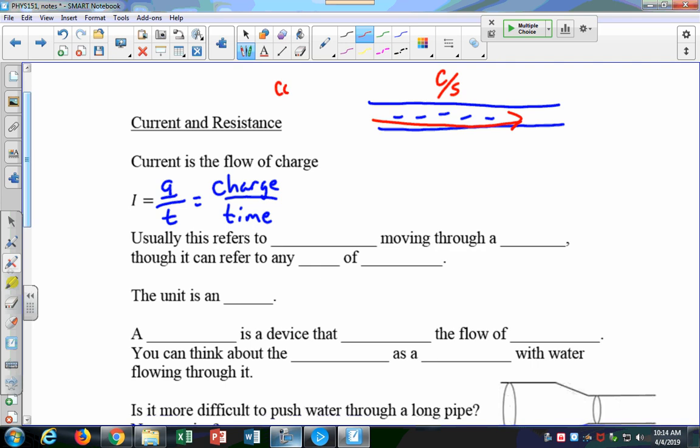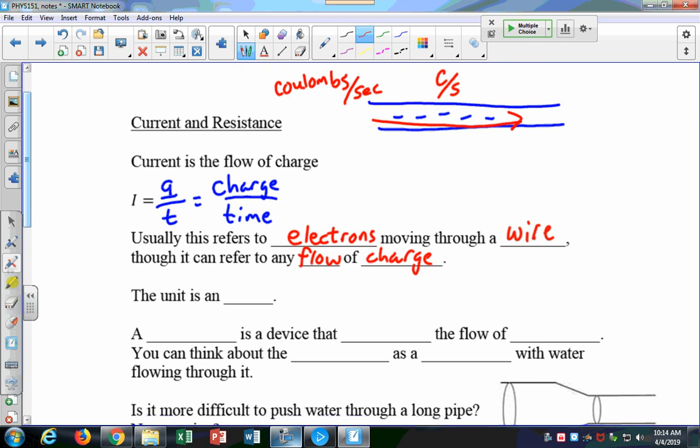Remember, C is coulombs per second. Usually, this refers to electrons moving through a wire, though it can refer to any flow of charge. So when they're doing various experiments, like at these big particle colliders, when they have charges that are moving in these big circles, they'll talk about the current. Even though it's not in a wire, that you just have charges moving in space, anytime you have the flow of charge, we call that current.